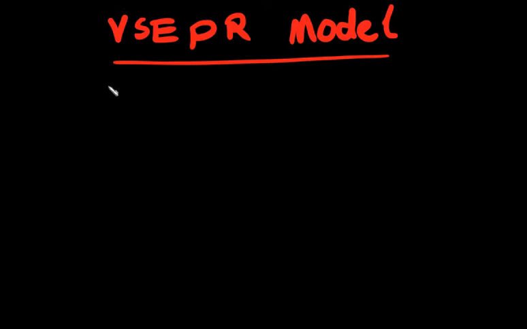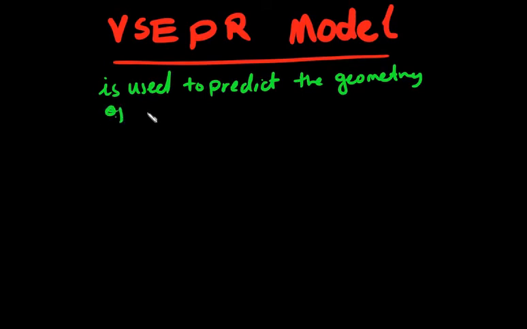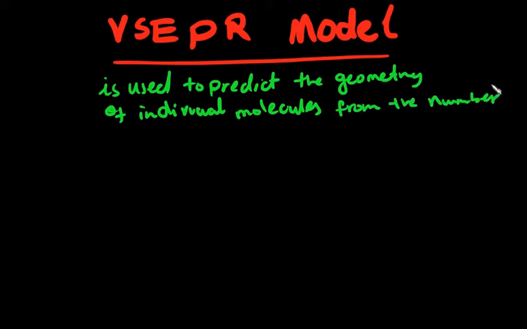This model is used to predict the geometry of individual molecules from the number of electron pairs surrounding their central atoms. Alright?